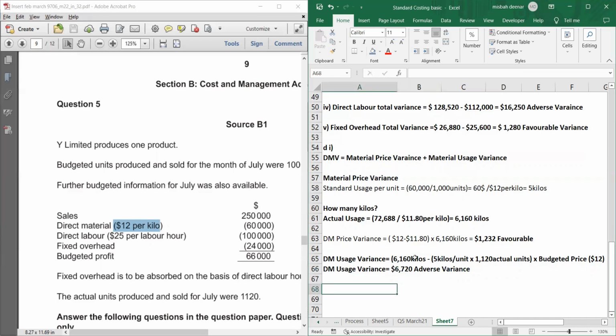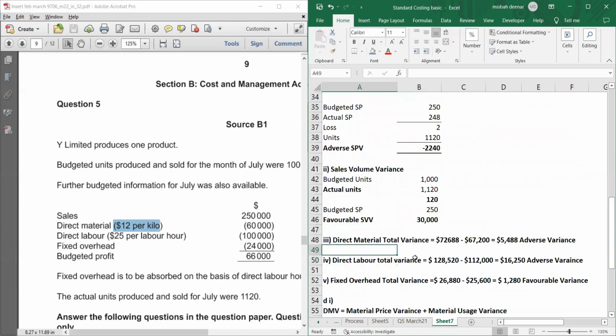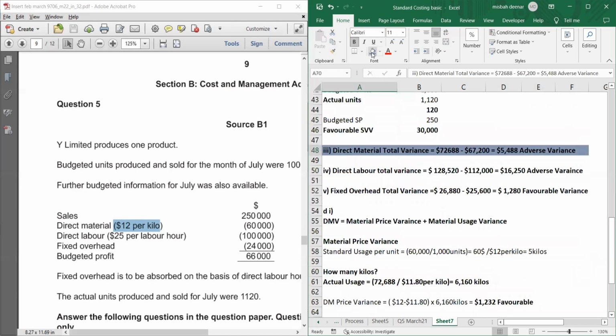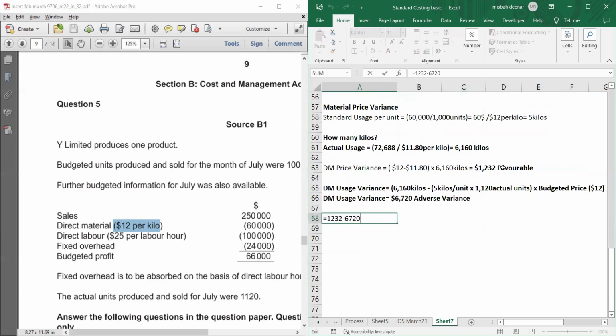And if we check the total variance, total DM variance for a check, 1232 minus 6720, so 5488. And if we go above and check, see 5488 adverse variance, and here also 1232 favorable and 6720 adverse. So 5488 checked.